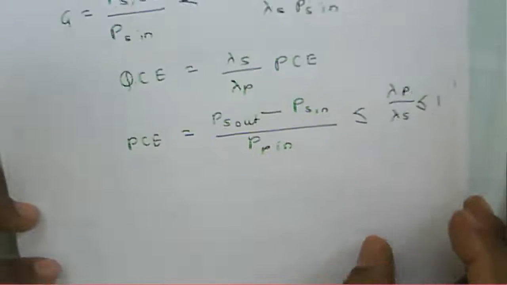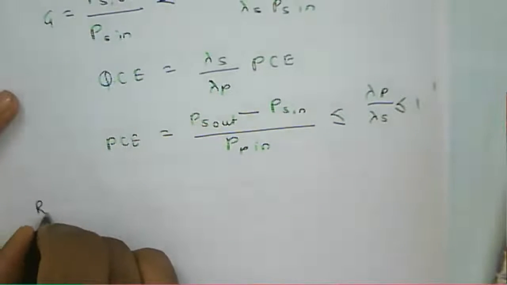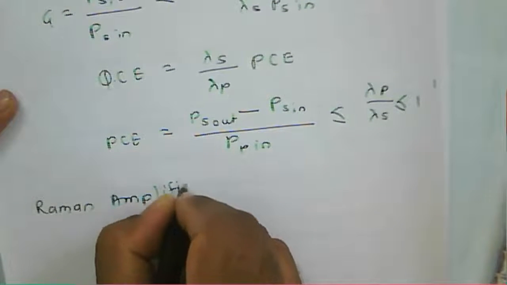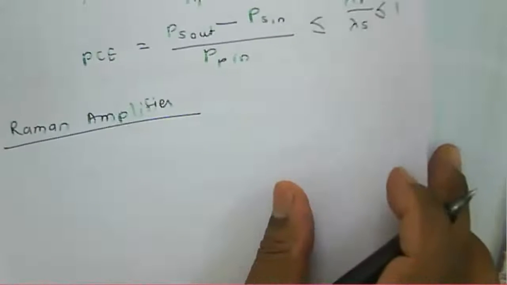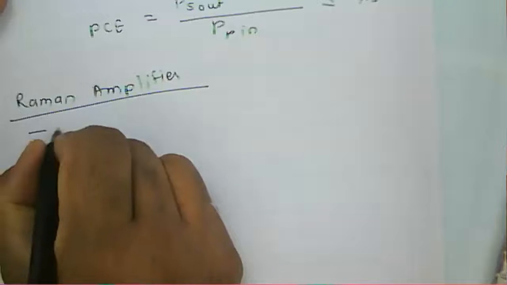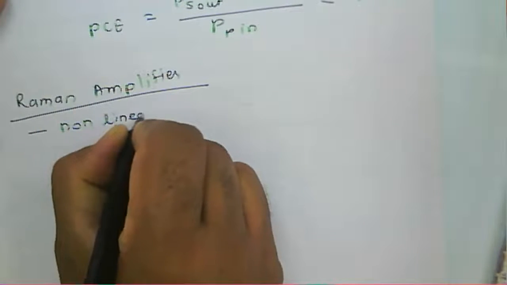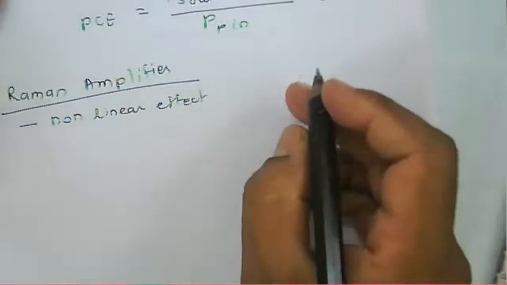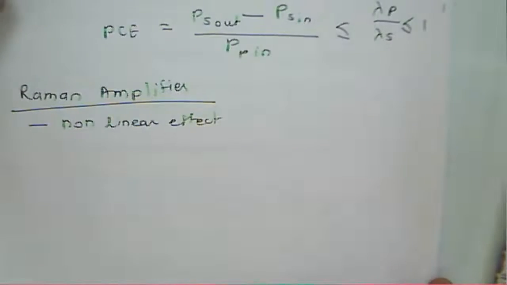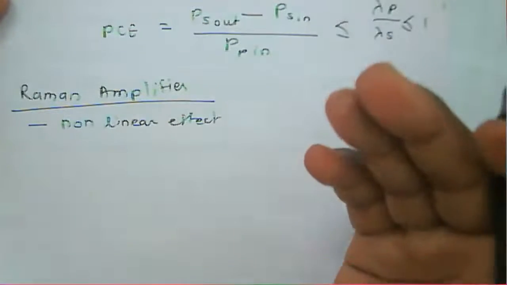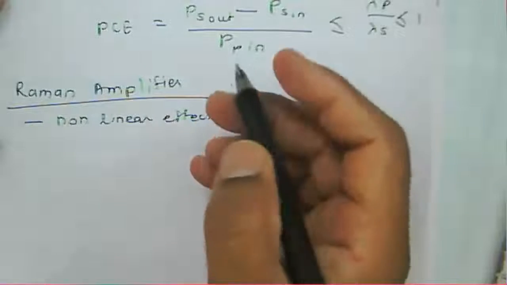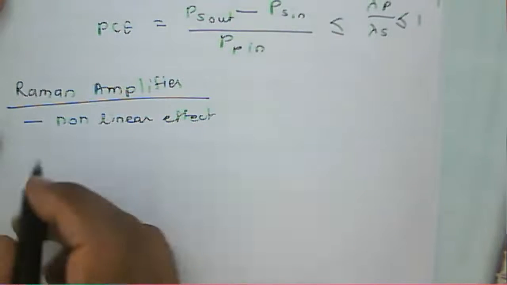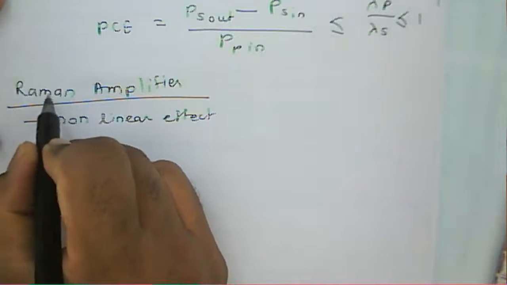Now the same principle is used in the Raman amplifier. But the fact is that in the Raman amplifier, it is just like a non-linear effect. That non-linear effect is the stimulated Raman scattering that we have seen, and that stimulated Raman scattering occurs in the optical fiber at a high optical power. That's why it is called a Raman amplifier.